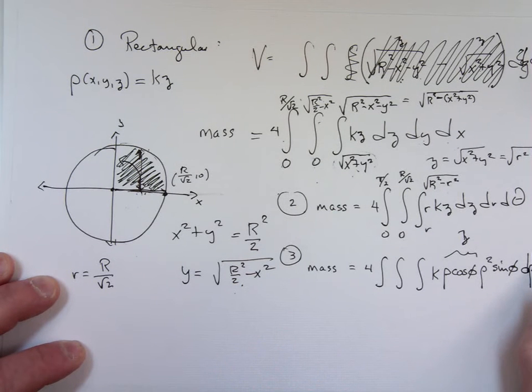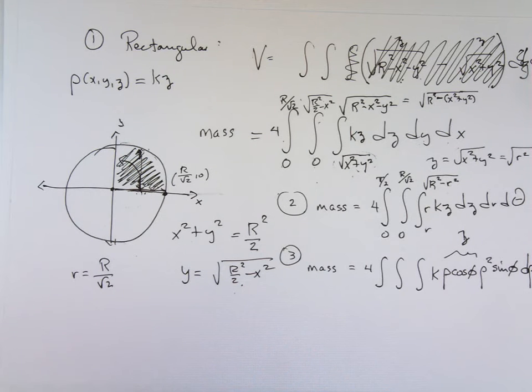Now, you have a choice here. You can do d phi, d theta, or d theta, d phi. It doesn't really matter on the test. I might as well do it the way I give it to you on the test: d theta, d phi.